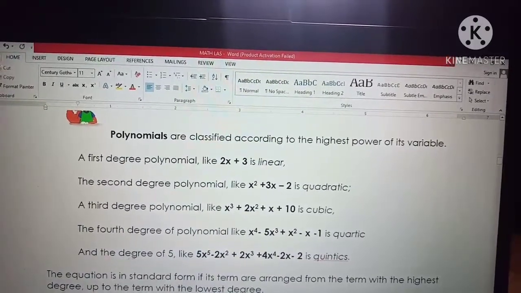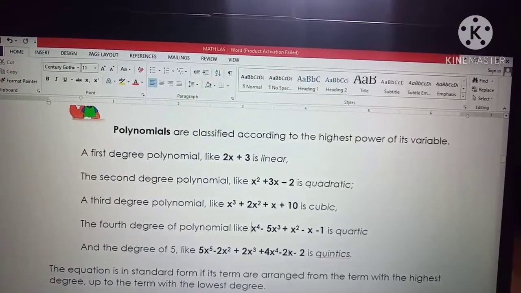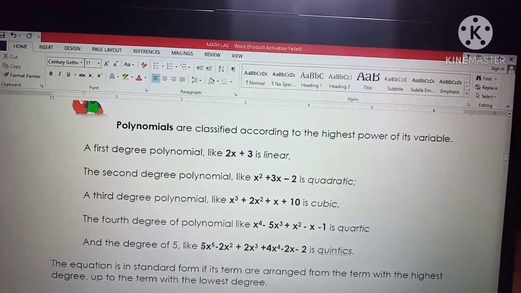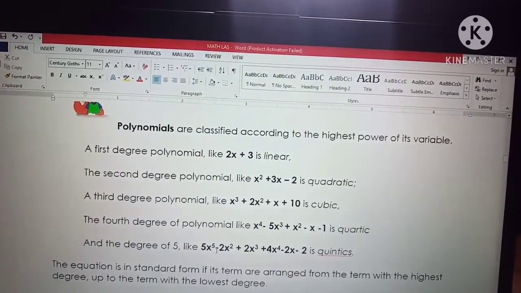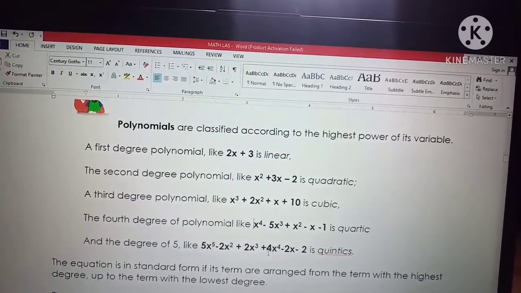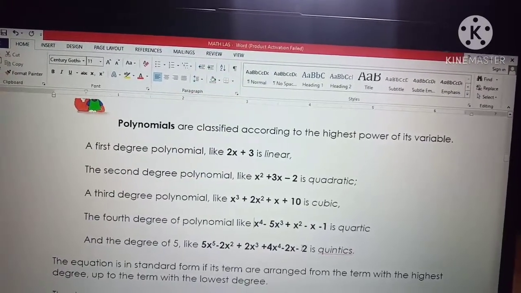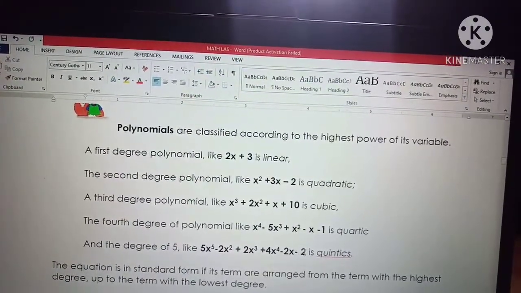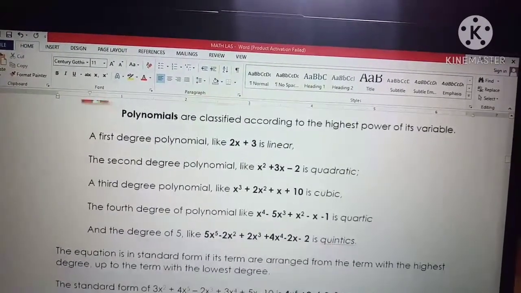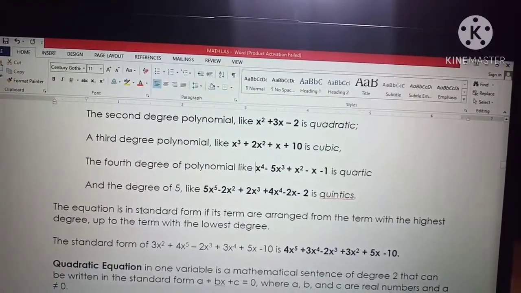The last degree of polynomial, we have the quintic equation. An example of quintic equation is 5x raised to the power of 5 minus 2x squared plus 2x cubed plus 4x raised to the power of 4 minus 2x minus 2. So this is the fifth degree of polynomial. So the equation, we can say that the equation is in standard form.